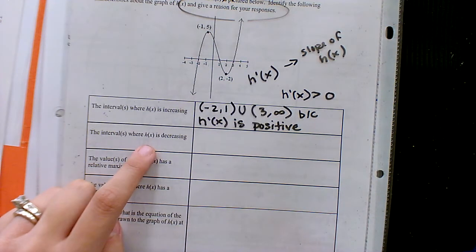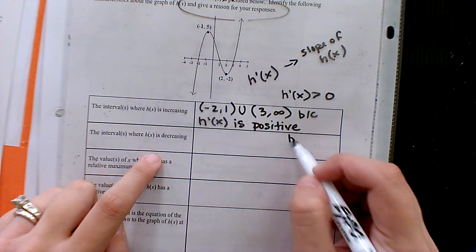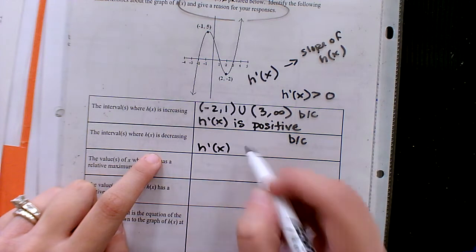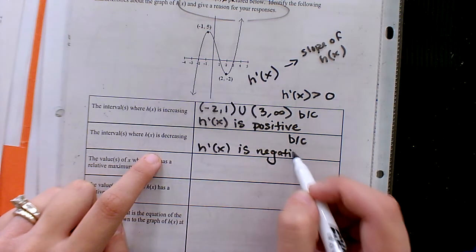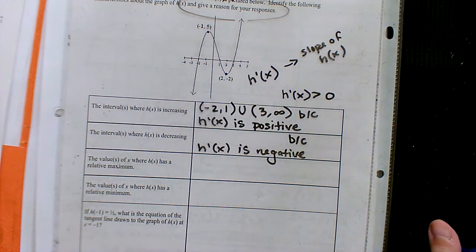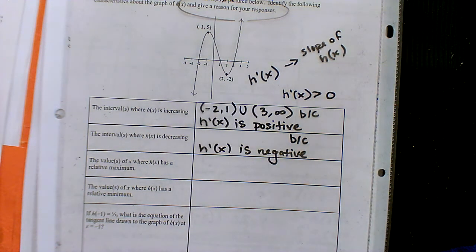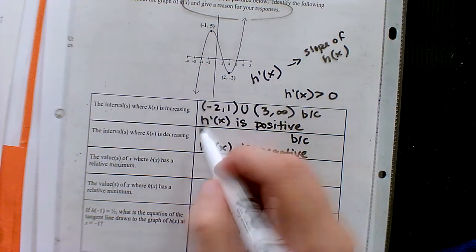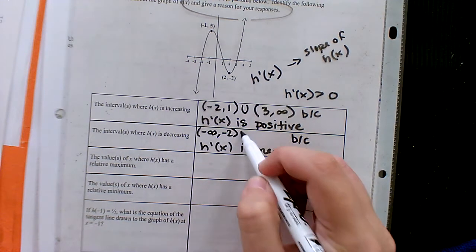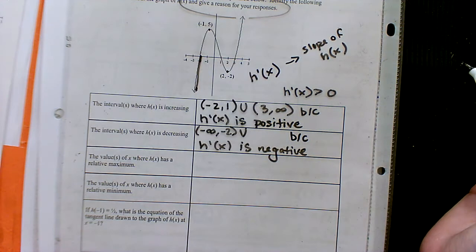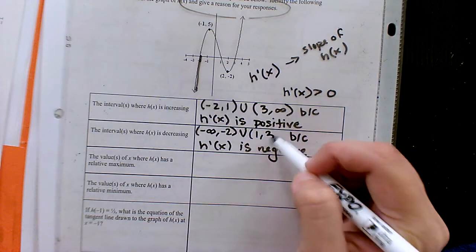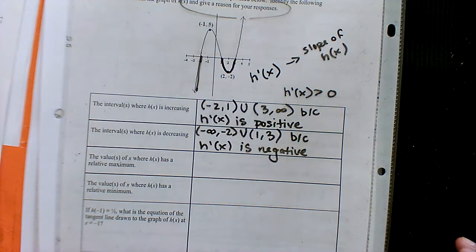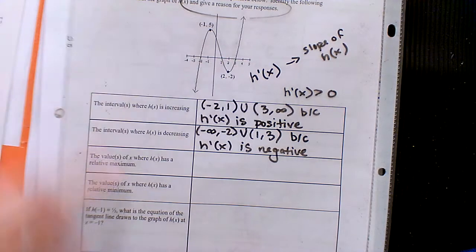What about the next one? h of x is decreasing? Below the x-axis. So before we even identify it, we'll say because h prime of x is negative, you can say h prime of x is below the x-axis. Any of those is fine. So we have the justification, we just have to figure out where that is on the graph. So where are we below the x-axis? Yep. So that little piece, and 1 to 3. That little piece. Perfect.